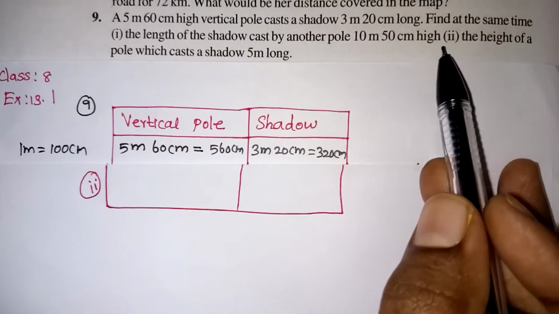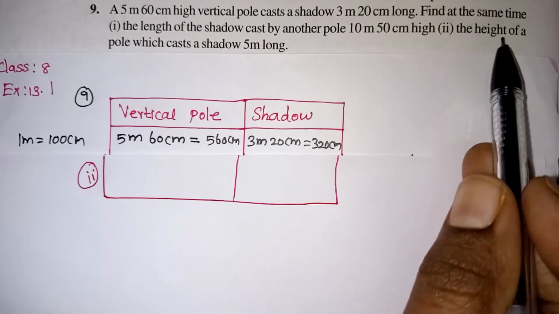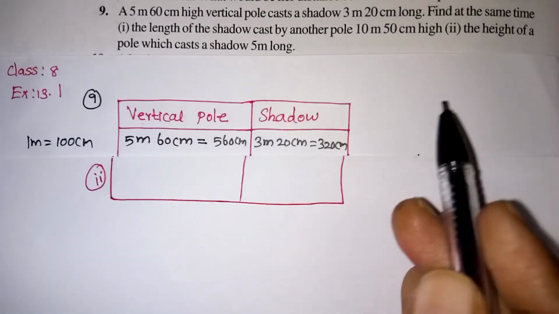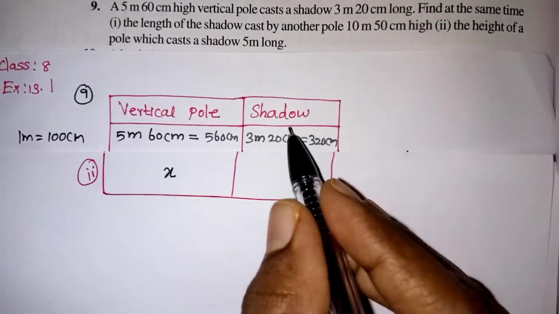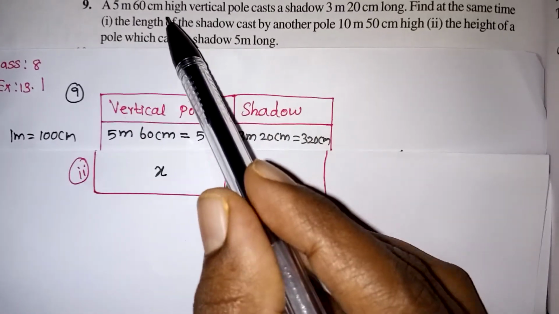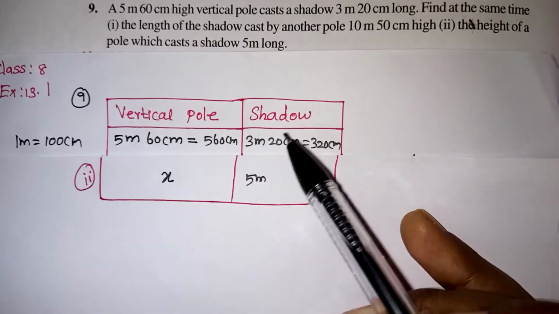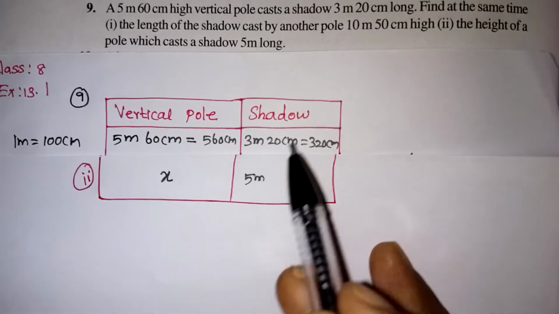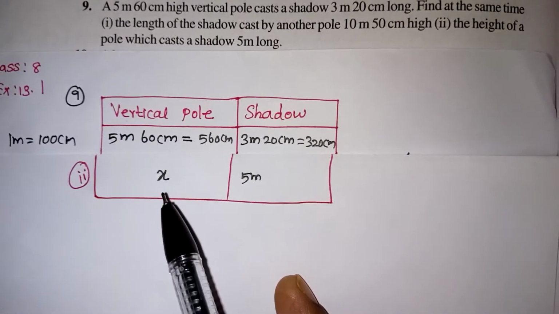So let's go on to the second subdivision of the 9th question. Our question is, the height of the pole which casts the shadow of 5 meter long. We need to find the height of the pole. So this one is x, which casts the shadow of 5 meter long. The same question. So the first line should be taken as it is. That is 5 meter 60 centimeter high pole is casting the shadow of 3 meter 20 centimeter. If the shadow length is 5 meter, what is the length of the vertical pole is our question.